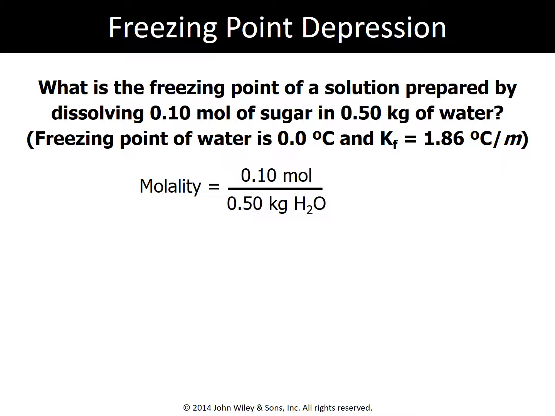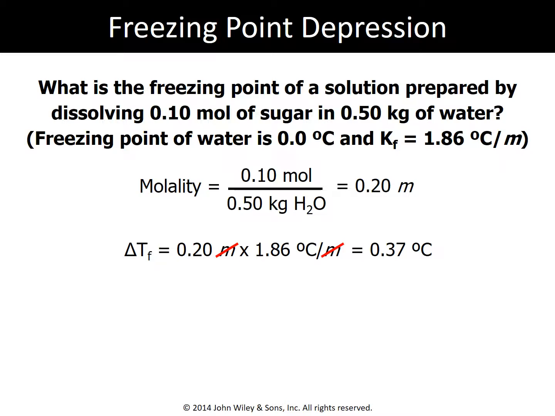So again, our molality for this one, 0.10 moles of sugar in 0.5 kilograms of water, we're going to have 0.2 molal. We're going to multiply that by our new freezing constant. Notice here we're talking about Kf, so our K for freezing. In this case, we'll multiply by 1.86, giving us a temperature change of 0.37.